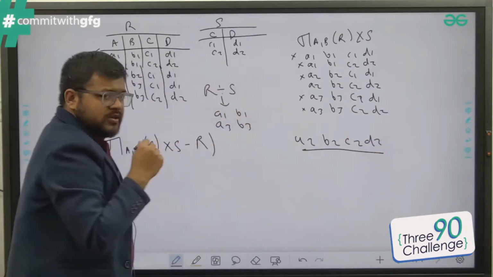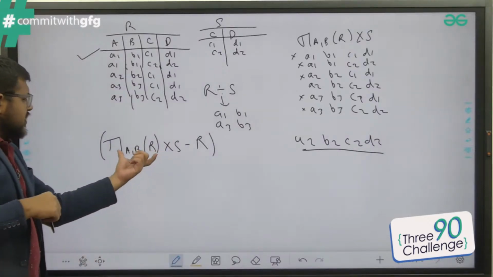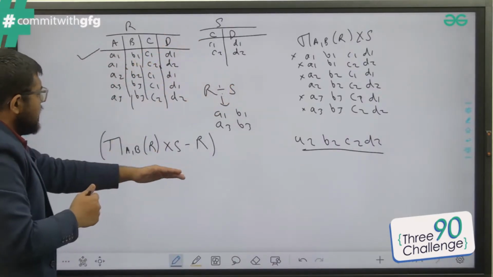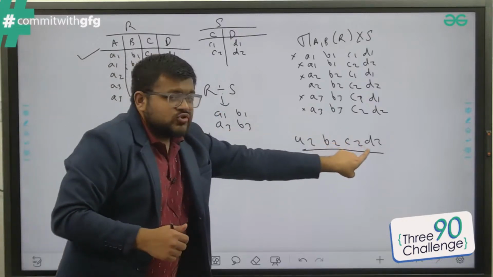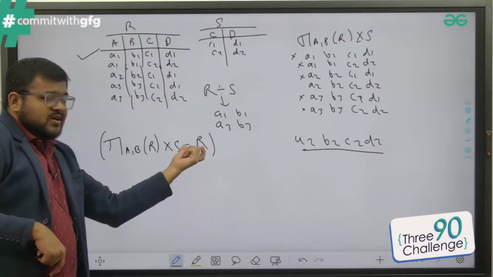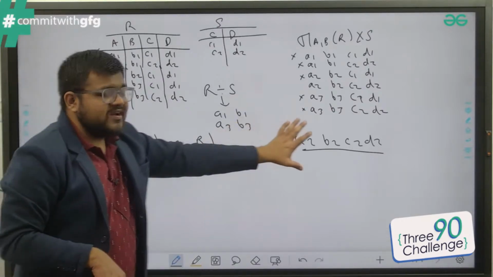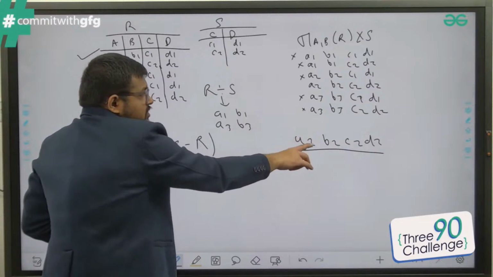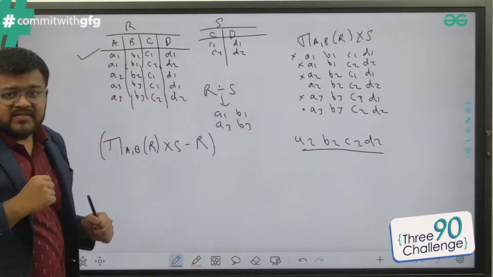Now, why did I get this? Because here I assumed that every value of AB is associated with every value of CD. But in actual, A2, B2 was not associated with C2, D2. So this is the assumed and this is the original. So when I subtract, I get the extra tuple. Means this is actually not associated with every value of S.